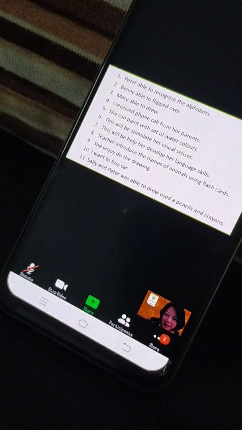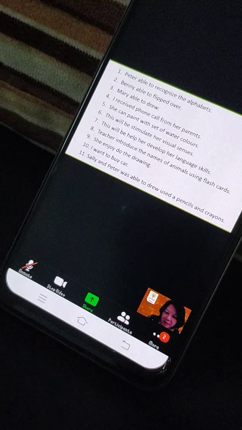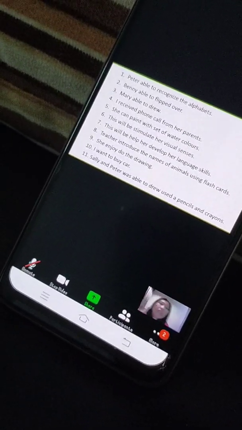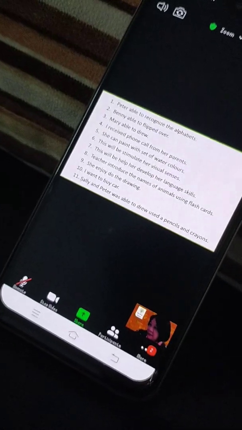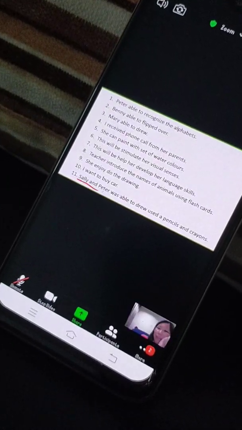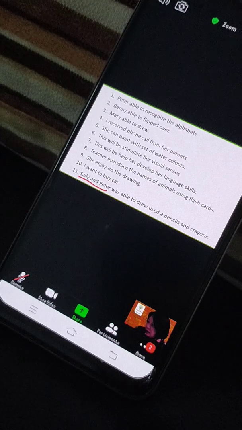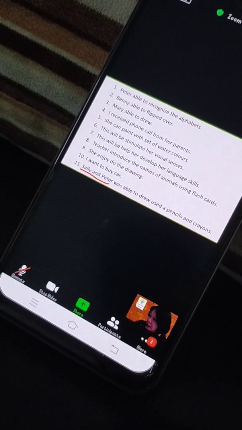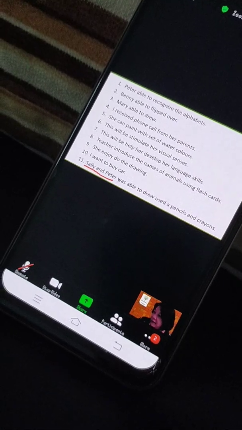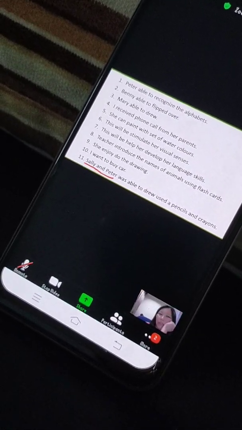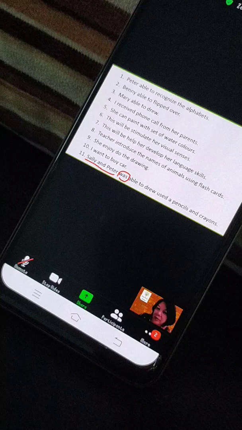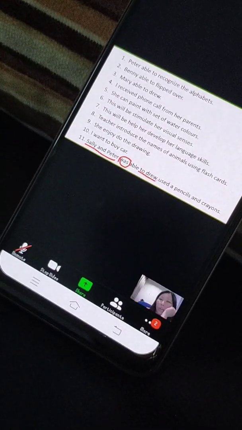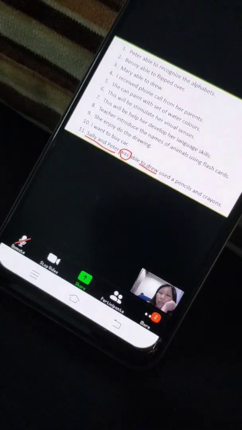Let me start my animation tool. Where is the subject here? Sally and Peter are the subject. Let's say this is in the past tense. The verb is was, right? So here it would be were. Were able to draw.